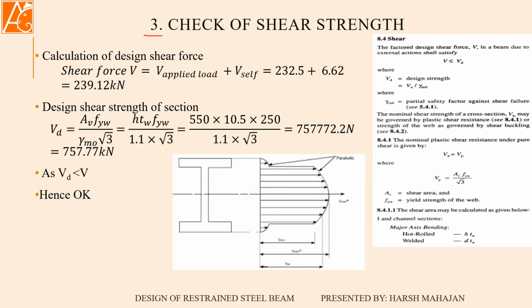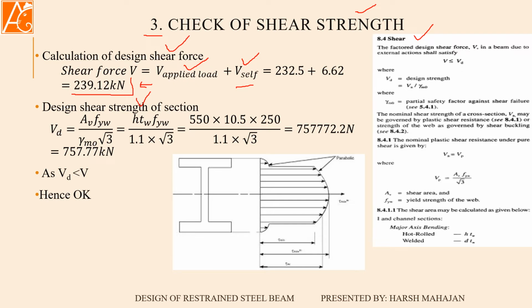Third step, check for shear strength. So before checking the strength of the section, we will check what is the applied force. The shear force is calculated due to the applied load, and second calculated due to self weight. Now the whole shear force acting on the section, the maximum shear force acting on the section, is equal to 239.12 kilonewton. Now for the shear strength of the section, we will see section number 8.4 from IS 800 2007.